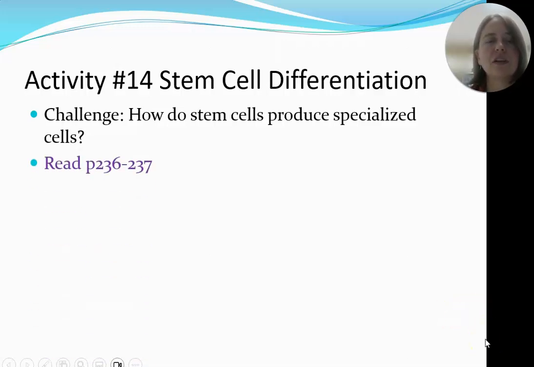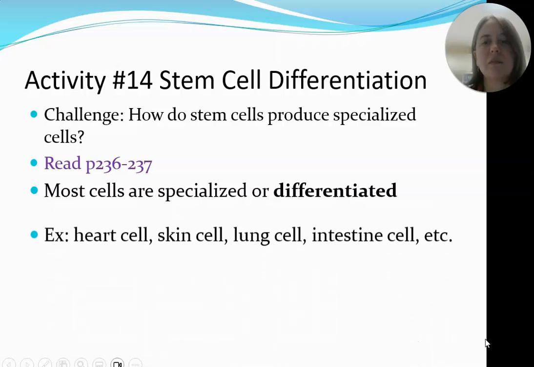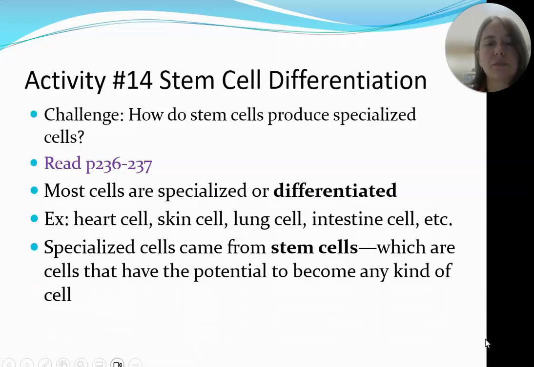So in class, we're going to read page 236 to 237, and please write this down. Most cells are specialized, or this word, differentiated, which mean the same thing. So differentiated means it is a specialized cell. So a heart cell is a heart cell and can only be a heart cell. It is very different from a skin cell or a lung cell or an intestinal cell or any of the other 220 cells in your body.